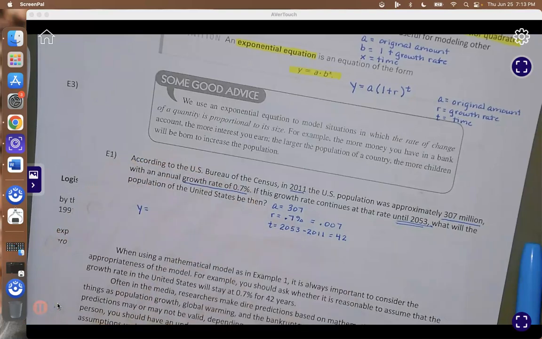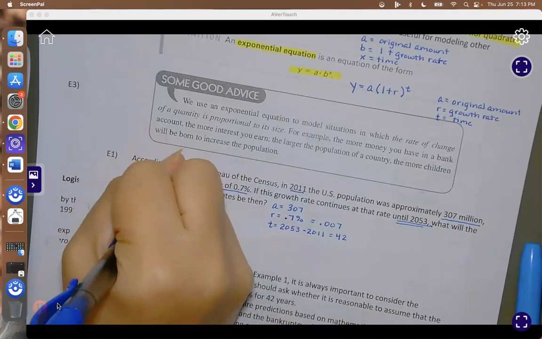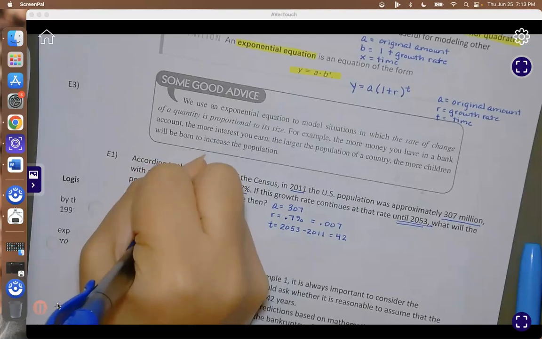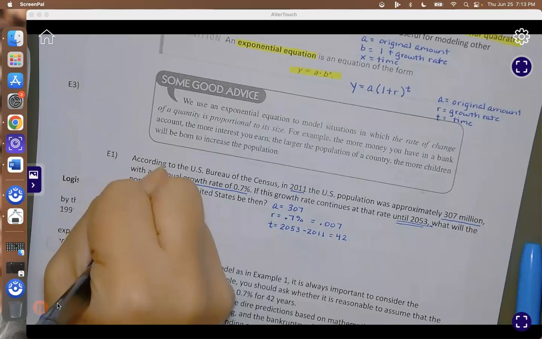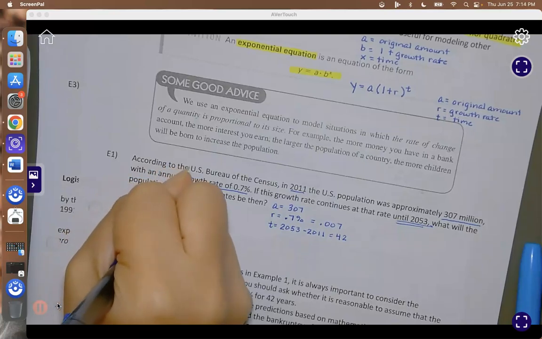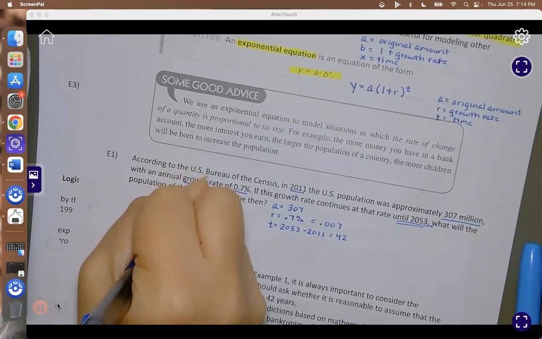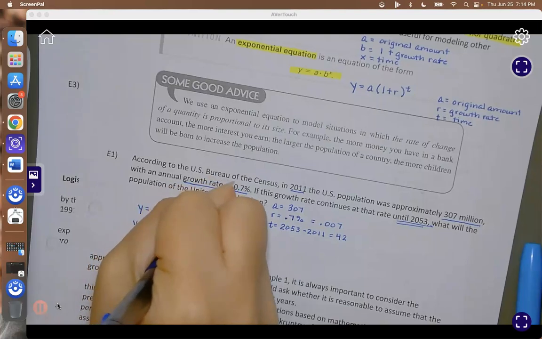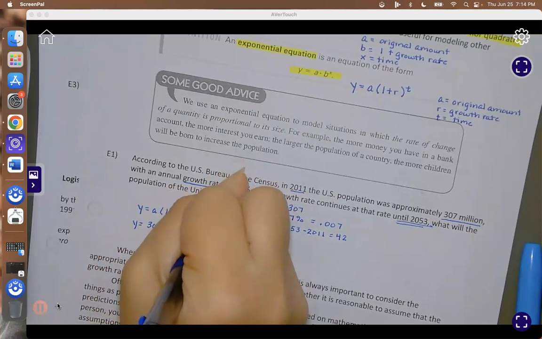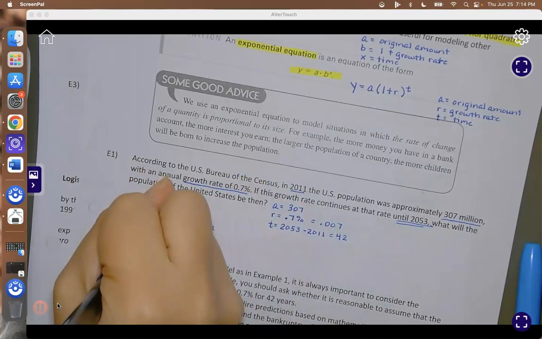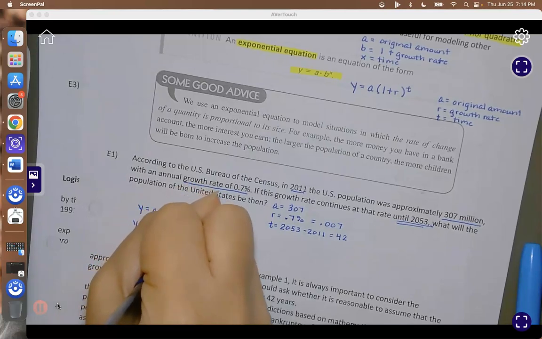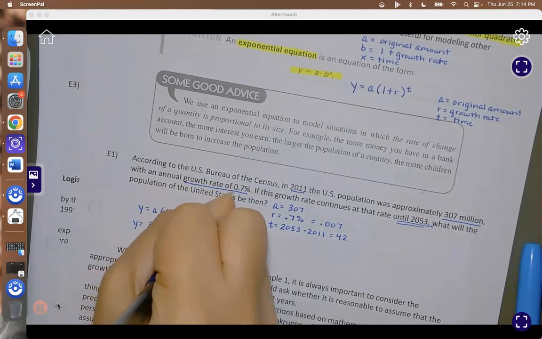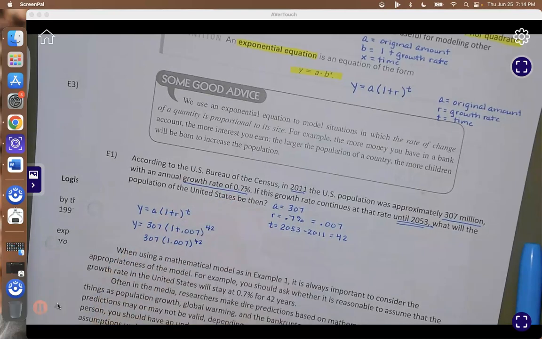So, y equals a(1 plus r) to the t. So y equals 307, open parentheses, 1 plus 0.007, to the 42nd power. So that's going to be 307 times 1.007 to the 42nd power.